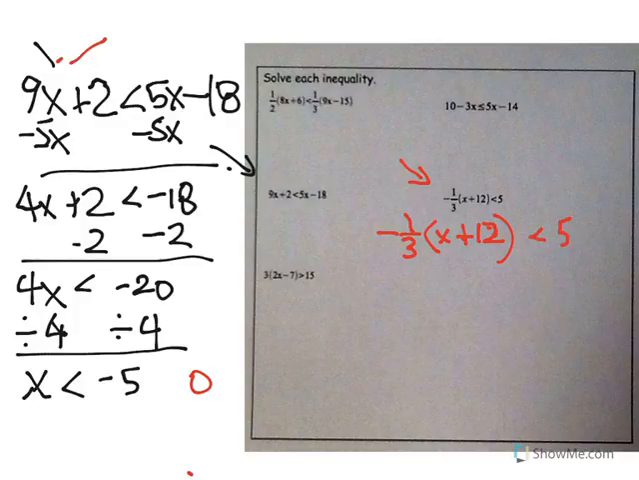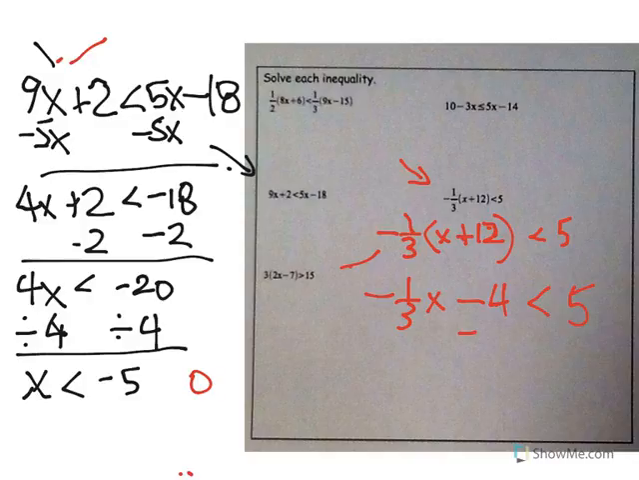So this is what it says here: negative 1/3 times, in parentheses, x plus 12 is less than 5. So what I need to do is distribute this negative 1/3, so it's going to be negative 1/3 x minus 4 is less than 5. Because where I get the minus 4 from is it's negative 1/3 times 12.